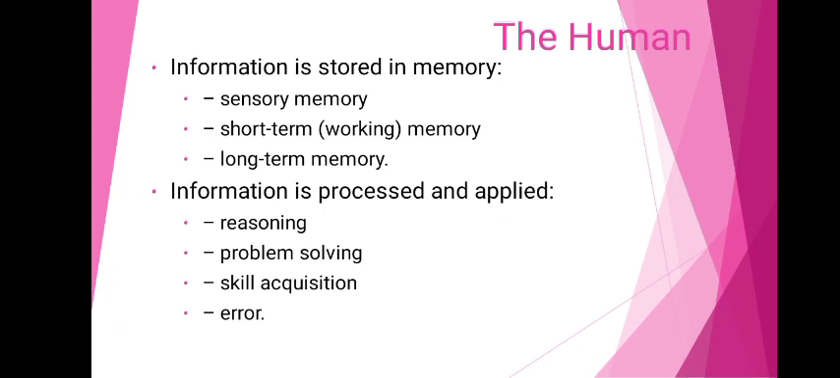The two most important types of sensory memory are iconic memory and echoic memory. Iconic memory is visual and echoic memory is sound. Storage of information in sensory memory is irrelevant of attention to the stimulus.